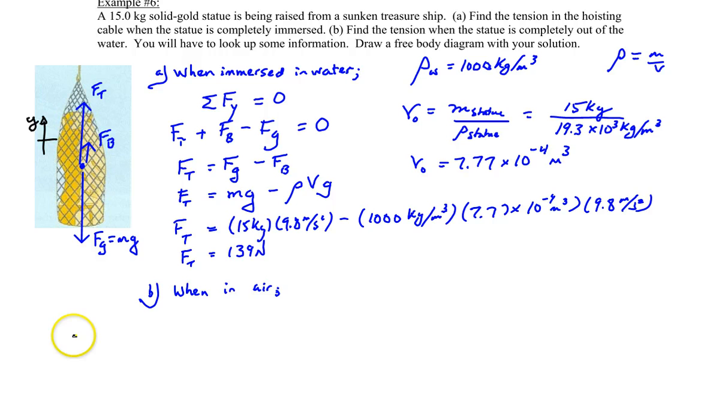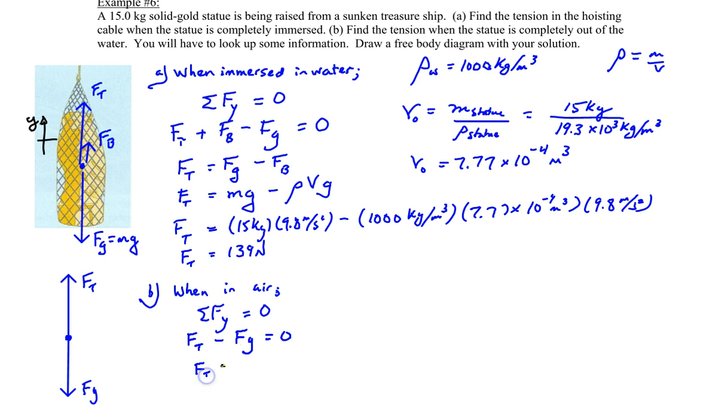So now, when you have it in air, we really have only two forces. Really just the tension and the force of gravity, and no buoyant force. Well, technically there is a buoyant force in air, but it's very, very small because you're just displacing air, which has a very low density. So the sum of the force in the y is 0, and so we have the tension minus the weight, which is equal to 0. And so the tension is just really equal to the weight, mg. So that's 15 kilograms times 9.8 meters per second squared, which gives you a tension of 147 newtons.